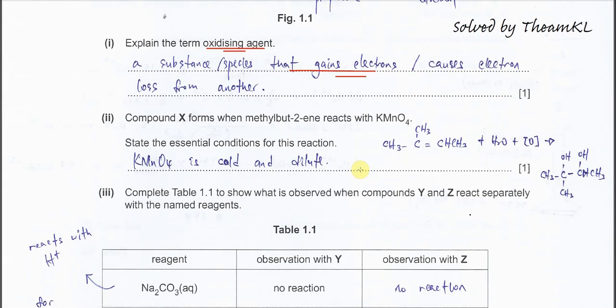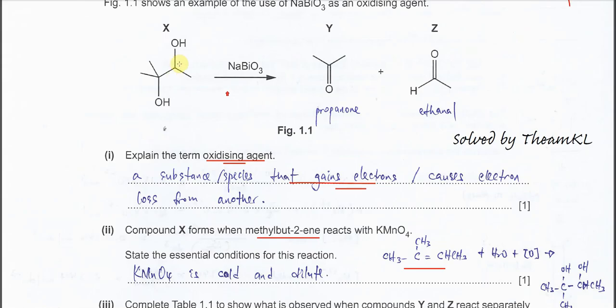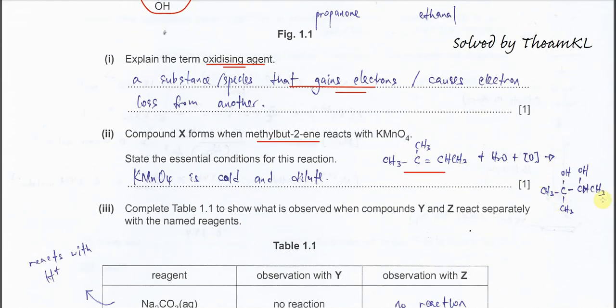Part 2. Compound X is formed when methylbut-2-ene reacts with KMnO4. State the essential conditions for this reaction. I show you the equations here, right? Methylbutene is this one. When the methylbutene reacts with KMnO4, it can form this compound X. So the compound X is this one, the diol.